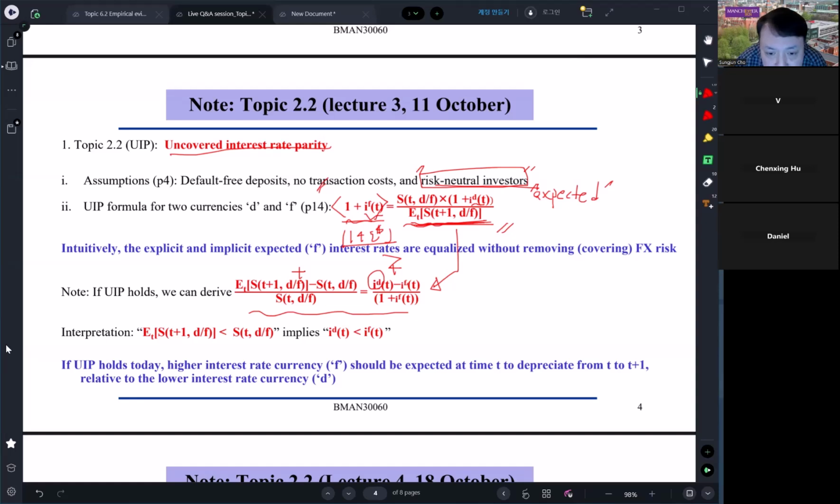The high interest rate currency D is expected to depreciate. The plus sign here means F appreciates. F has a lower interest rate. So the lower interest rate currency should appreciate, and the higher interest rate currency should depreciate. That's what UIP says.